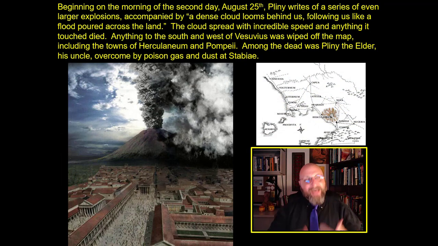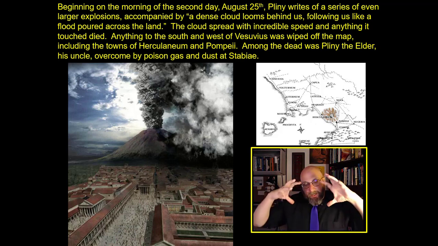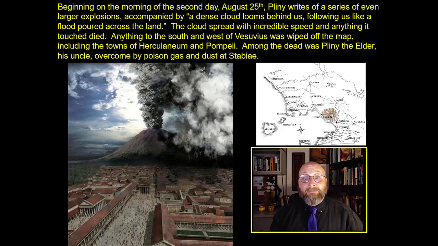I'm going to give you a better sense of that 3rd stage. So on the morning of the 2nd day, this is August 25th, Pliny writes of a series of these huge explosions, the mountain itself exploding open. And he describes this as, quote unquote, a dense cloud looms behind us, following like a flood poured across the land. The cloud spreads with incredible speed. Anything that touches the cloud dies.